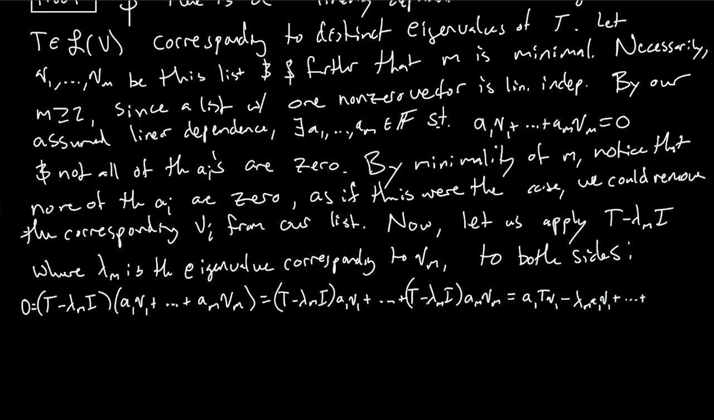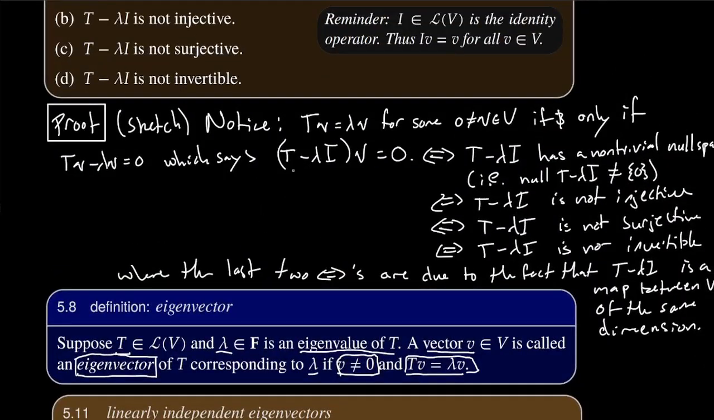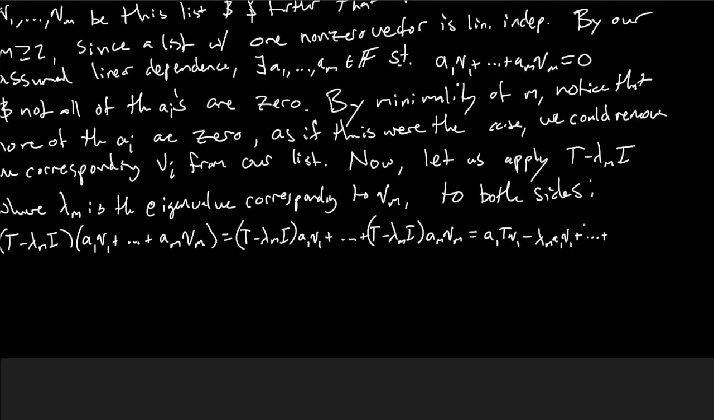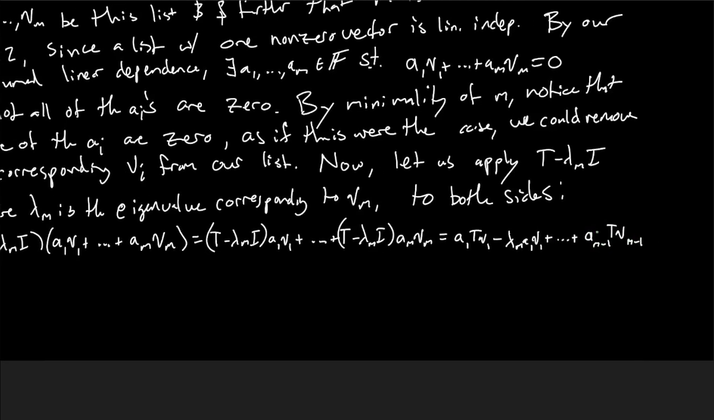And notice if vm is an eigenvector corresponding to lambda m, then using this trick right back up here, the last one goes away. So we really only get down to a(m-1). So we get a(m-1) T v(m-1) minus lambda m a(m-1) v(m-1), since the last part gets zeroed out. But this right here, I'll write this in the next line, is just a1.